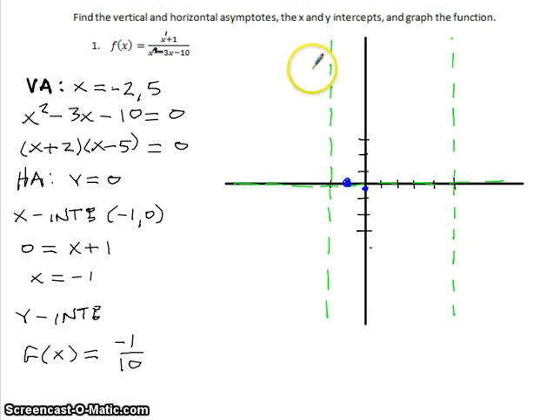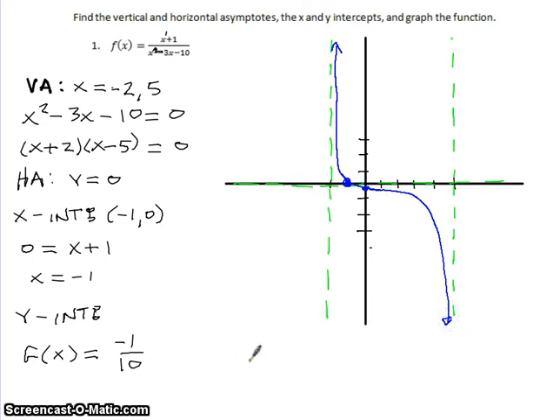Okay, so I have everything plotted here. I have the vertical asymptotes. I have the horizontal at 0. I have the x and y intercepts. And so we'll start there. We know that we have to go through these 2 points. And as we get closer to this asymptote, we're just going to travel upward. And we're going to go over to this asymptote and travel downward.